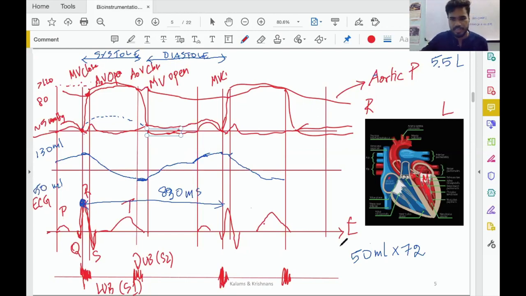So each beat, there is an 80 ml amount of blood being pumped. Okay, so what is this value? 5600. Okay, and convert that into liters, what do you get? 5.6 liters. Okay, so close to the value that we know, right? So the amount of blood the heart pumps each minute is close to 5.5 liters.